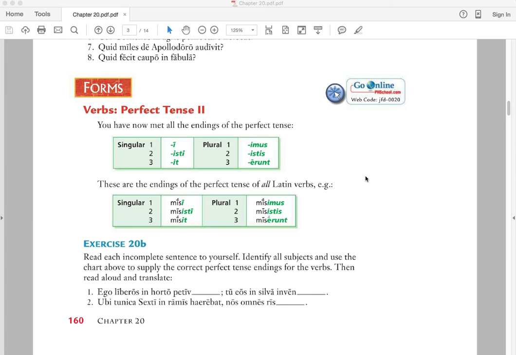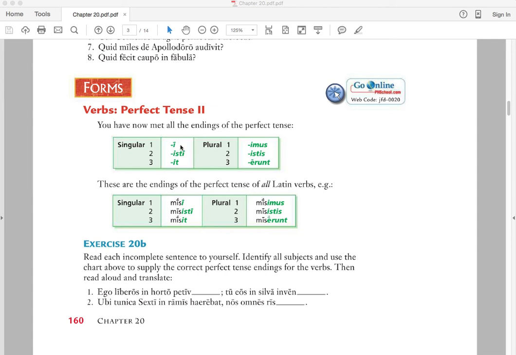Okay, this is exercise 20B, which covers the perfect tense of verbs. This is the second time, as you can see from the Roman numeral 2 here, that you've seen this perfect tense. Now you see the tense fully fleshed out into all of its forms. So you have the persons and numbers here.